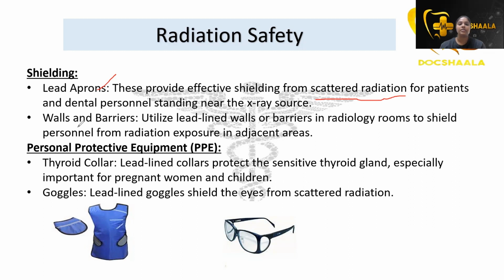Okay, walls and barriers. Lead lined walls should be used in the radiology rooms. Then protective equipment. We can use a thyroid collar. Lead lined thyroid collars protect the thyroid gland, especially for pregnant women and children. Then goggles. Goggles are also very important to reduce the scattered radiation to the eyes.